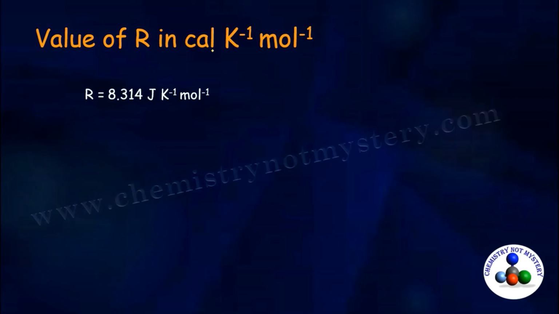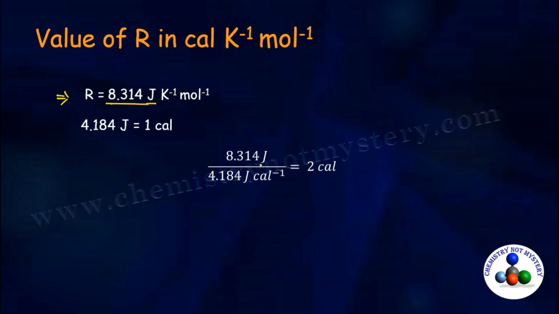Now calculate the value of R in calorie per Kelvin per mole. We just have calculated the value of R in joule per Kelvin per mole. We know 4.184 joule is equal to 1 calorie. So 8.314 joule will be equal to how many calories? So here you have to divide 8.314 joule by 4.184 joule per calorie. So joule will get cancelled out with joule, and on solving it you will get 2 calories. So the value of R in calorie will be equal to 2 calorie per Kelvin per mole.